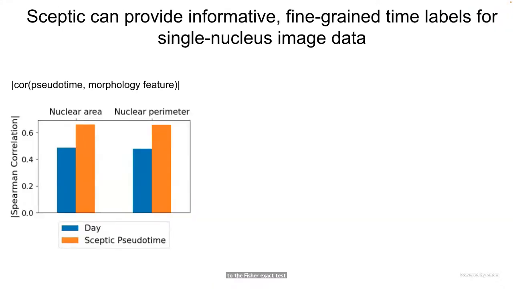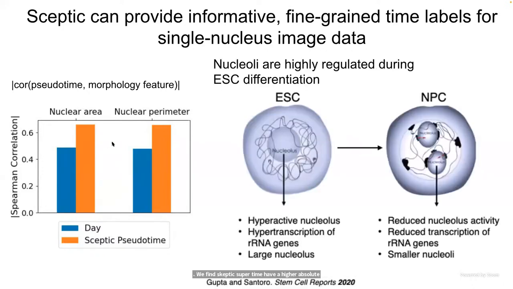More importantly, we find the SCEPTIC model can provide a more fine-grained label compared with the original time point label. For this, we compute the absolute correlation of the pseudotime for each cell with some morphology features. Here I show two of them, nuclear area and nuclear perimeter. We find SCEPTIC pseudotime has a higher absolute correlation. This is supported by the literature: during the mouse embryonic stem cell differentiation process, embryonic stem cells have large nuclei, and for NPCs, they have smaller nuclei.